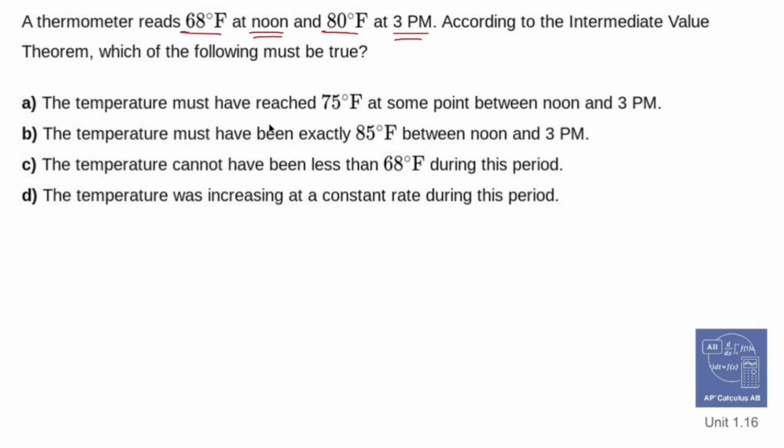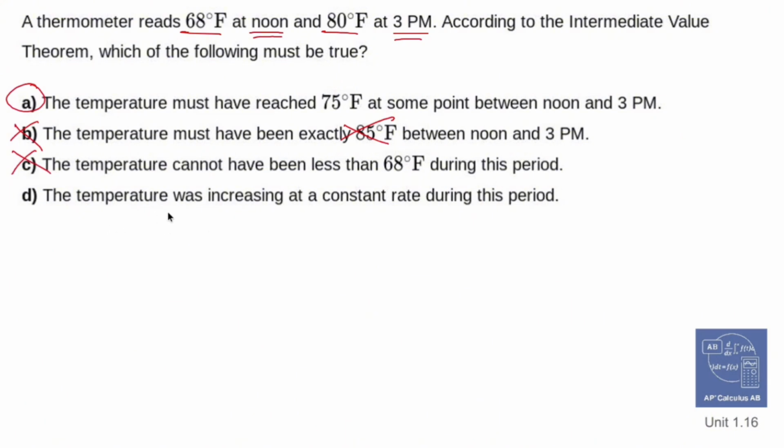So the temperature must have at some point reached 75 degrees between noon and 3, and already that is my answer. The temperature must have been exactly 85 degrees between noon and 3. Nope. In fact, it may not have ever reached 85. The temperature cannot have been less than 68 degrees during this period. It could have been. It could have gone from like 66 and then jumped back up. We don't know that.